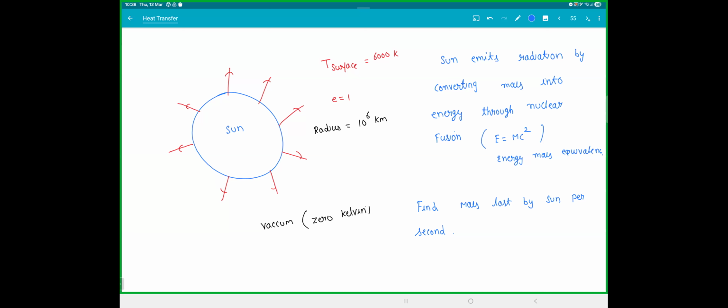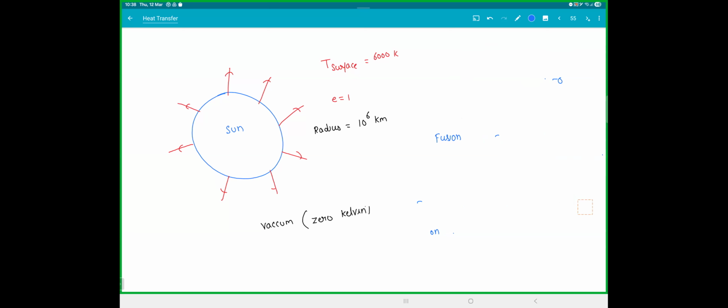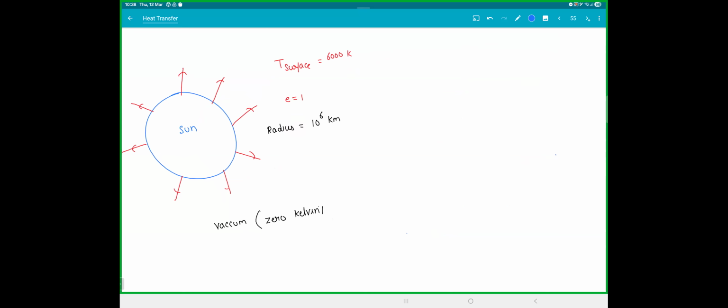So first, let's find out how much energy the sun is releasing every second. That comes from Stefan's law. This radiation dQ by dt is sigma A e T to the power 4. Vacuum is 0 there. So this is the total energy emitted by the sun, and you're not absorbing anything because there's a vacuum outside. And where do you get this from? This is coming from E is equal to mc square.